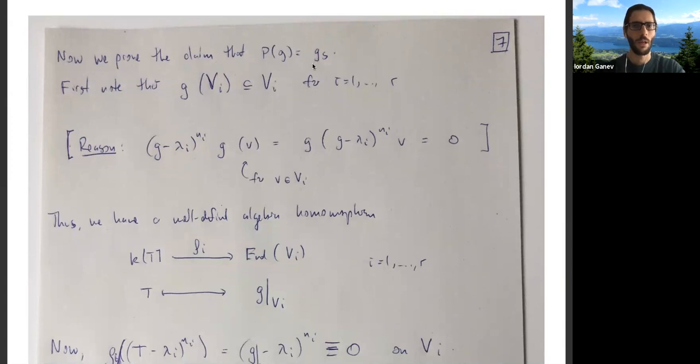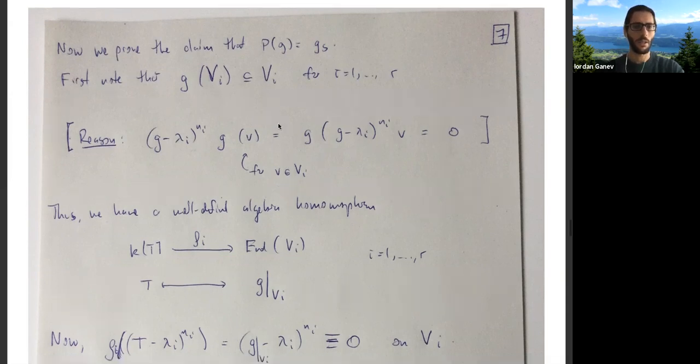Well, first of all, let's note that each of these generalized eigenspaces is stable under G, so G preserves them. To do that, we just check what the definition of these are, and we see that we get the appropriate thing. And because each of these is stable under G, we have a different algebra homomorphism that takes polynomials in one variable to endomorphisms of V_i, and this takes T to the restriction of G to V_i, so that maps V_i to itself, so it makes sense.